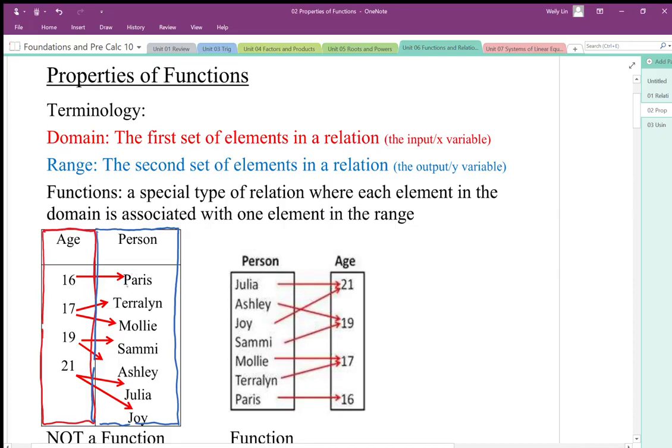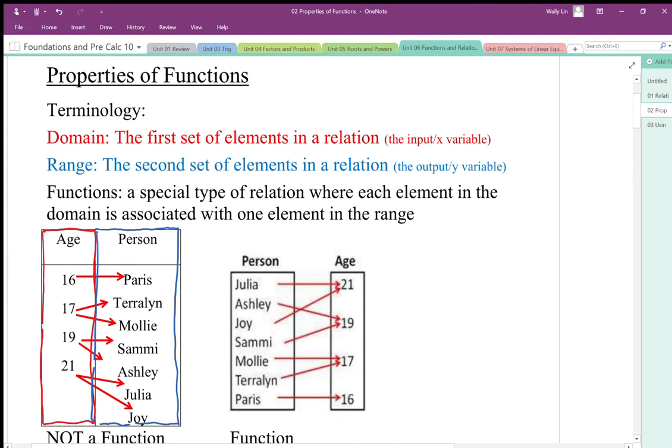So the age of 16 matches Paris. Age 17 matches two people, Tara Lynn and Molly. So there's this relationship between age and person. The age of 19 relates to Sammy and Ashley. And the age of 21 looks like it relates to Julia and Joy. So there's this relationship of age to person.